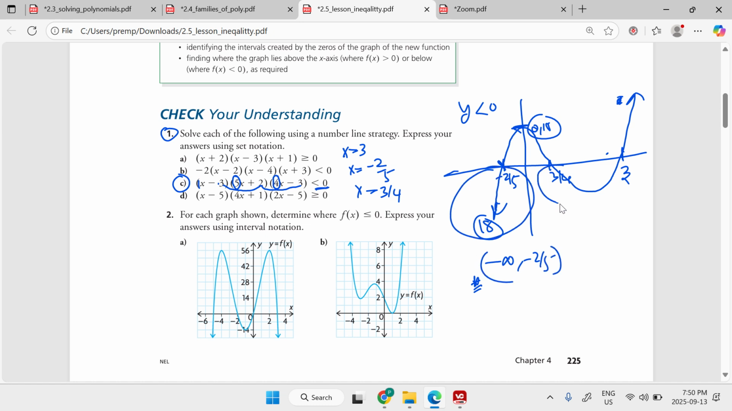And second is alternate intervals. Okay, so second is 3/4 to 3. So that's your answer.